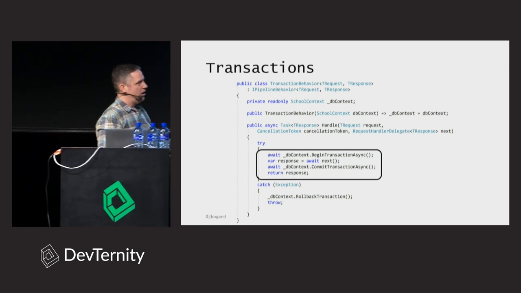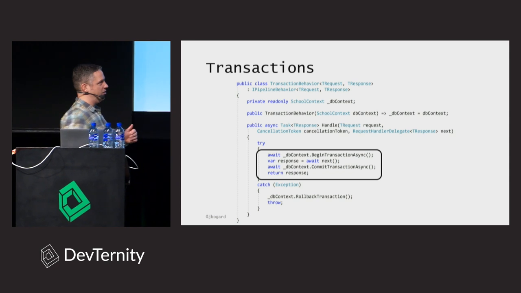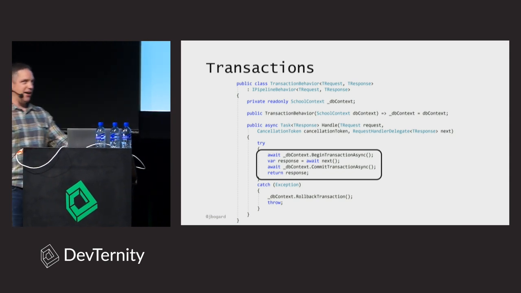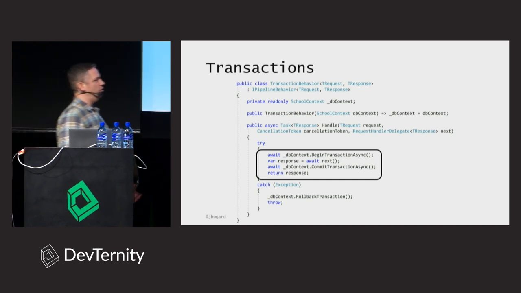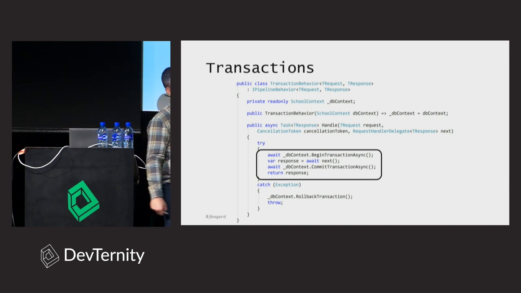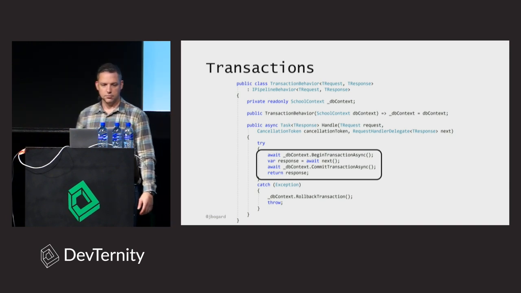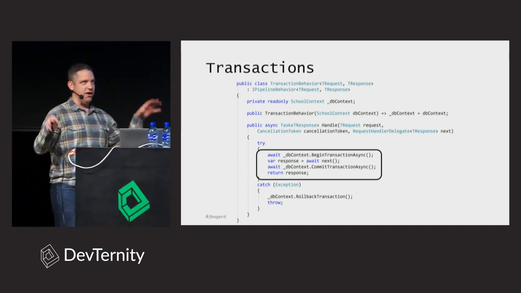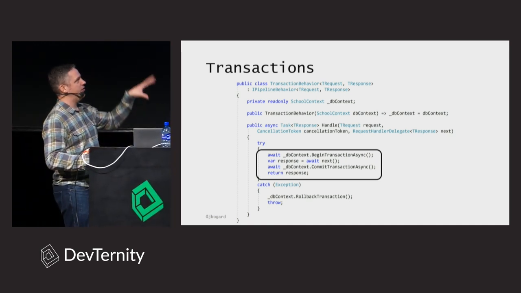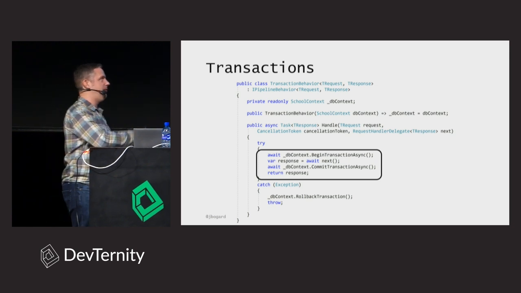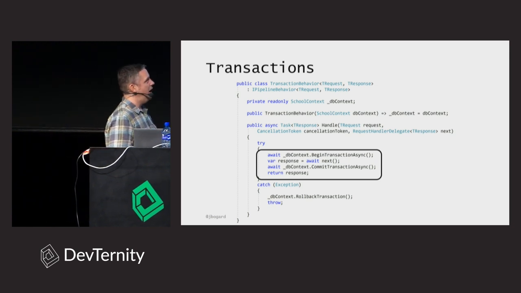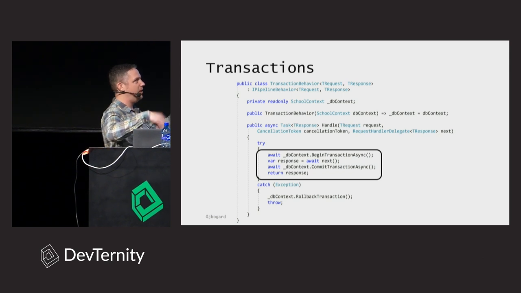So what we have here is we call out to begin the transaction. We await the next operation, whatever that might be. We don't know what it is. We commit the transaction and return the response. But if something goes wrong, we catch the exception and roll it back. Now, I'm using a lot of generic magic here behind the scenes. You notice that this class is also generic, so we're not tying ourselves into a specific request and a specific response. And C# being very good at generics lets us do this all behind the scenes.